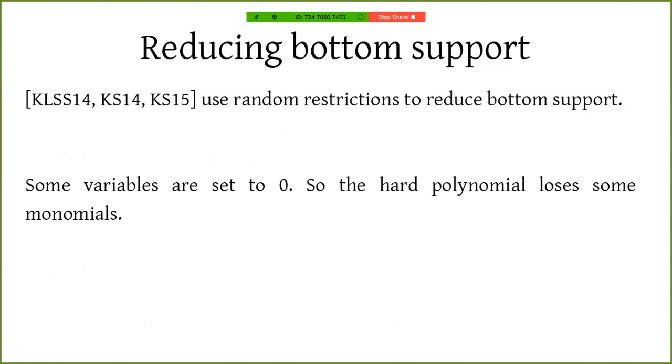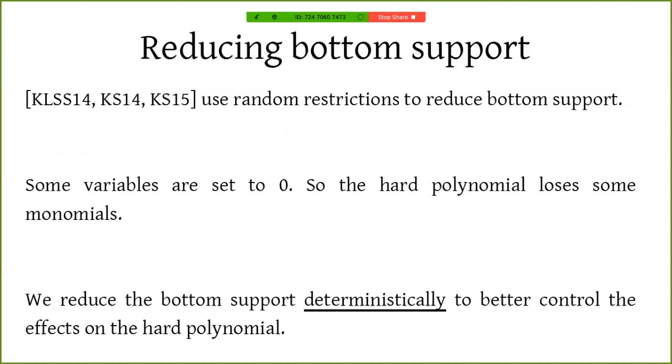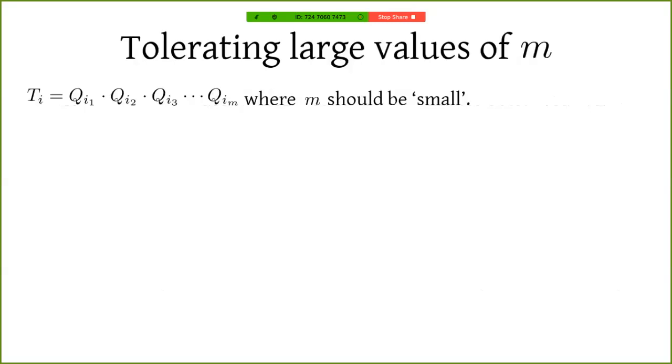Notice that since we are setting a few variables to 0, the hard polynomial loses some variables, loses some monomials, and therefore it takes a hit. To better control the effects of such restrictions on the hard polynomial, we use deterministic restrictions. And I'll talk more about these deterministic restrictions later when I talk about the hard polynomial. This takes care of the first condition. Now let me move on to the second condition.